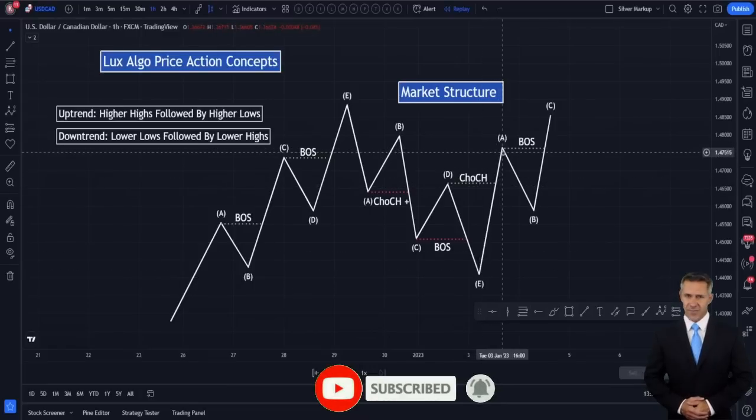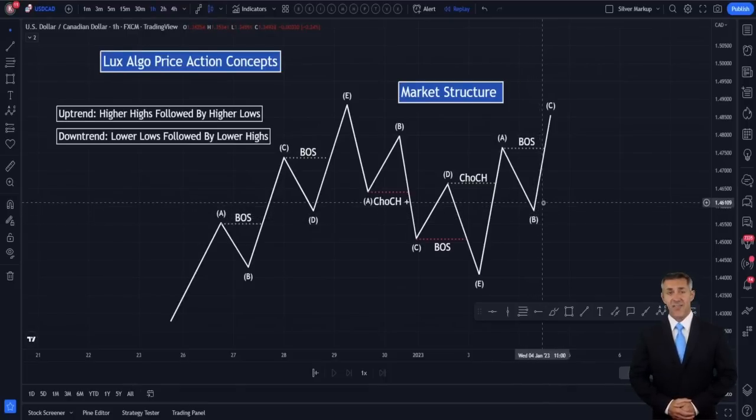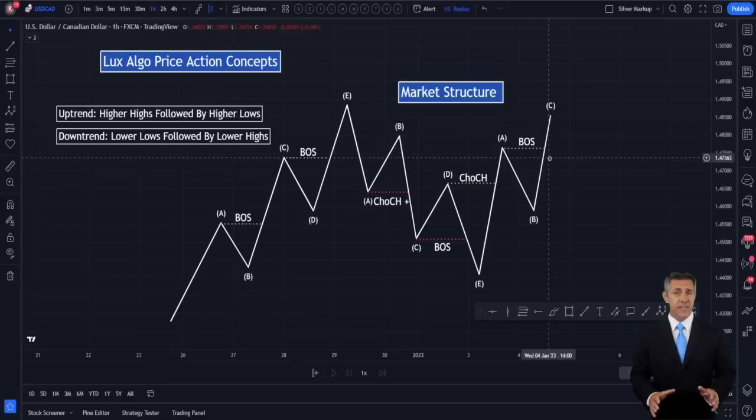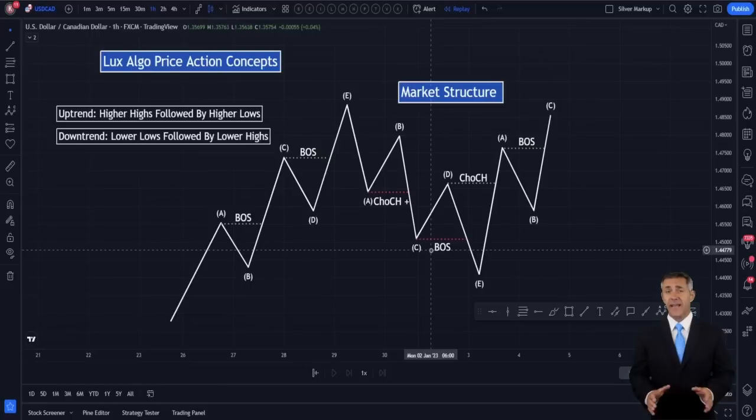So after that, you're looking for your next higher low if you're trading off of pullbacks. You're just waiting for that next higher low. If you're trading a breakout, a lot of breakout traders will wait for this break of structure to continue and place an entry for their buy in the new direction.